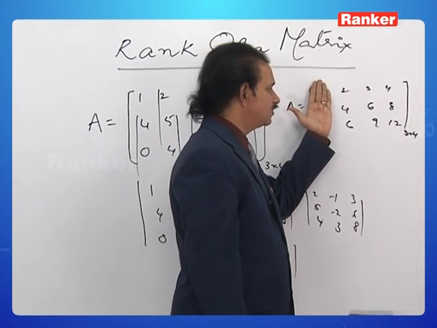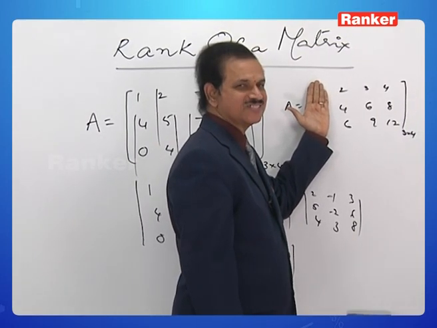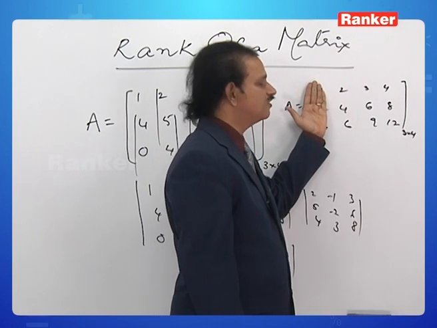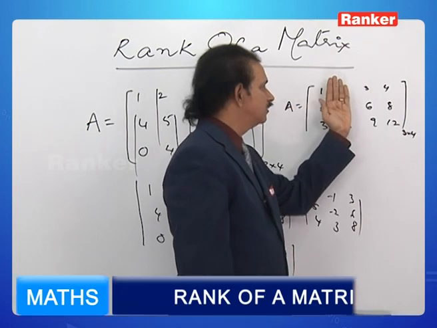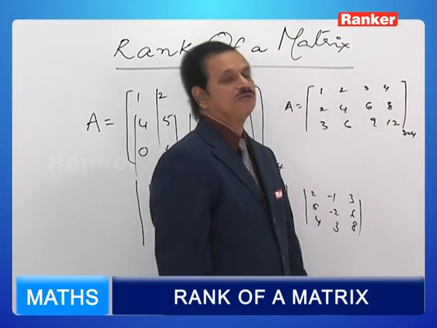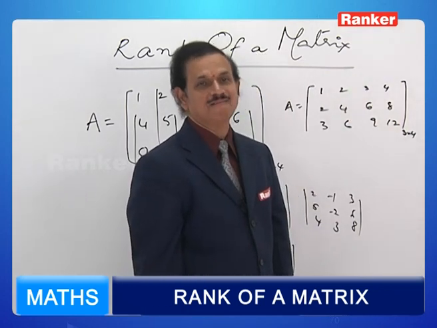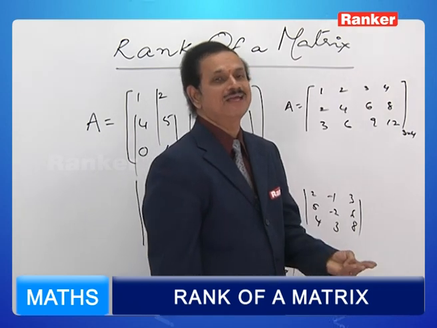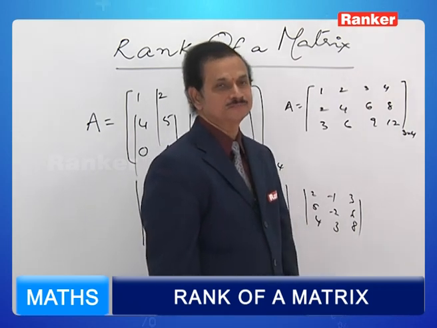2, 3, 4, 4, 6, 8, 6, 9, 12. Its determinant. What is its determinant? 0. The elements are proportional on the rows. This is 0. So, you are not able to have a non-zero minor of order 3.